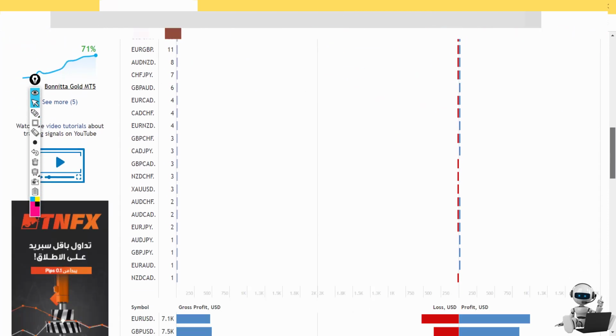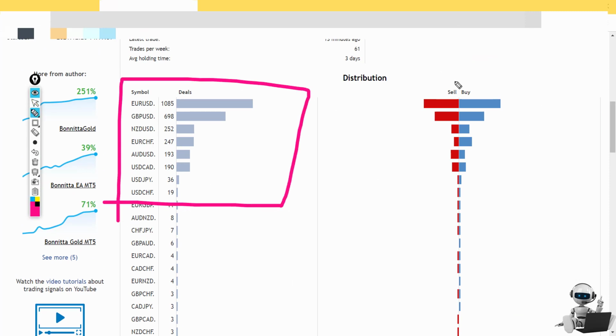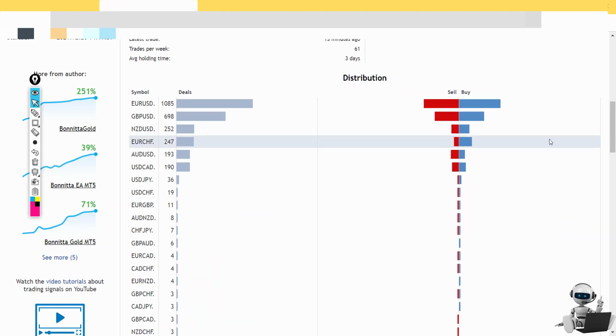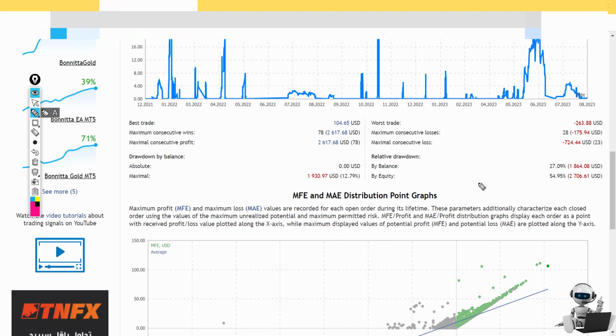And he used all these pairs, but these seem to be the more accurate ones because they are working for the long term. He probably dropped the other currencies or removed them from his chart. And for the risk, you can be sure the risk will be 50% by equity and 20% by balance. So now you know the risk, the drawdown, and everything like that.